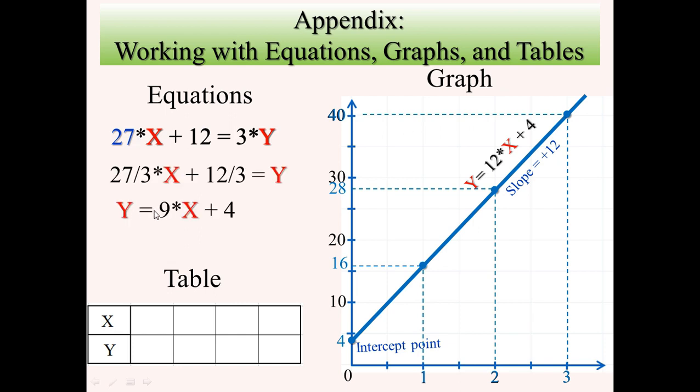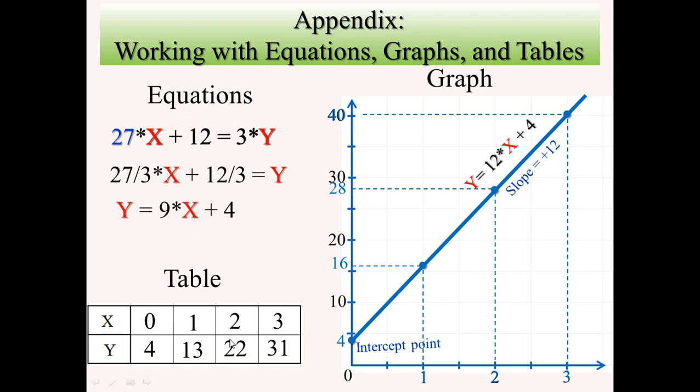I got this one. This is a new equation. The previous equation was y equals 12x plus 4, but now it becomes 9x plus 4. Based on this new equation, after changing the coefficient of x, I make a table. Yes, I do it again and again. So I have 4 points again. When I give x equal to 0, y equals 4. When x equals 1, y equals 13. When x equals 2, y equals 22. When x equals 3, y equals 31.